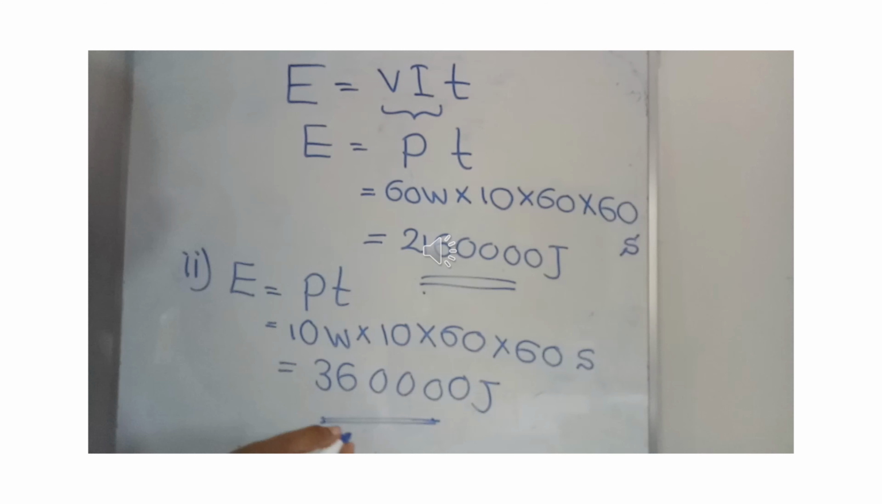Second part: how much electrical energy in joules is consumed if the LED lamp was switched on for the same 10 hours? In the same way, electrical energy consumption E equals P into T. P means 10 watts. For time, you have to substitute the value in seconds, so multiply 10 hours by 60 and 60, which is 3600. Then the answer is given in joules as here.